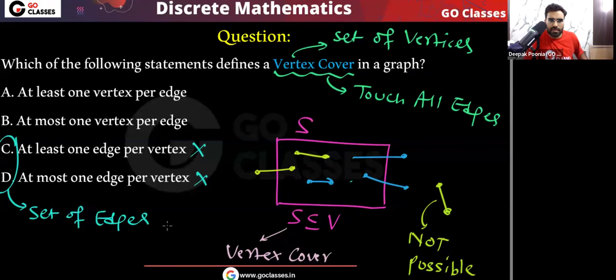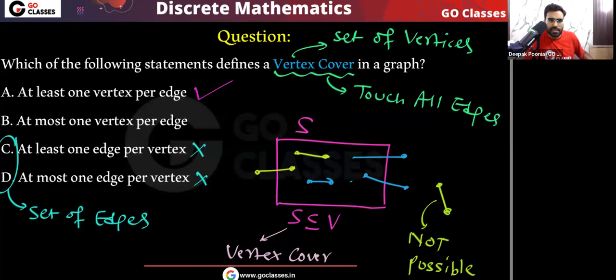Correct? But remember, vertex cover is a set of vertices. So these two options are gone, because option C is saying at least one edge per vertex, and option D, at most one edge per vertex. But remember, vertex cover is a set of vertices. So the correct answer will be at least one vertex per edge.